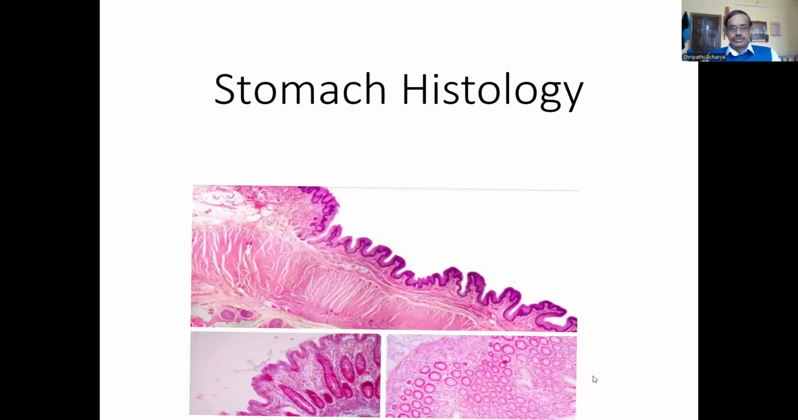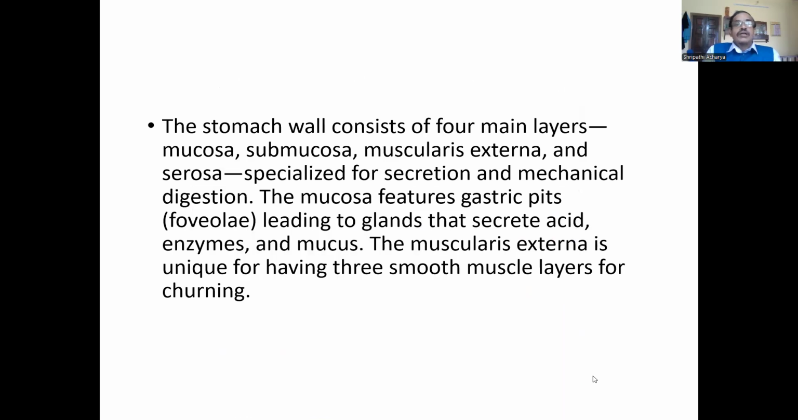Next, coming to stomach. Stomach contains glands, chief cells secreting pepsinogen, and oxyntic cells secreting hydrochloric acid. The stomach wall consists of 4 main layers: mucosa, submucosa, muscularis externa, and serosa, specialized for secretion and mechanical digestion. Mucosa features gastric pits or foveolae, leading to glands that secrete acid, enzymes, and mucus. The muscularis externa is unique for having 3 smooth muscle layers for churning.